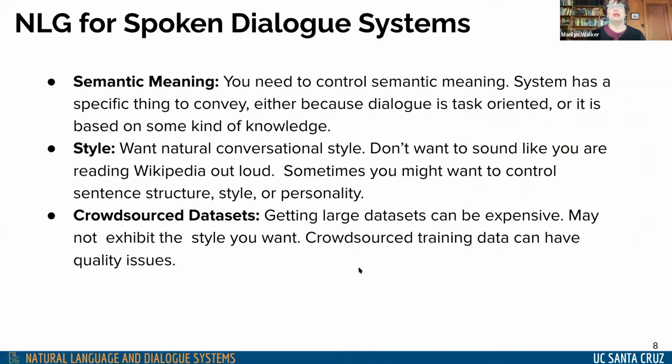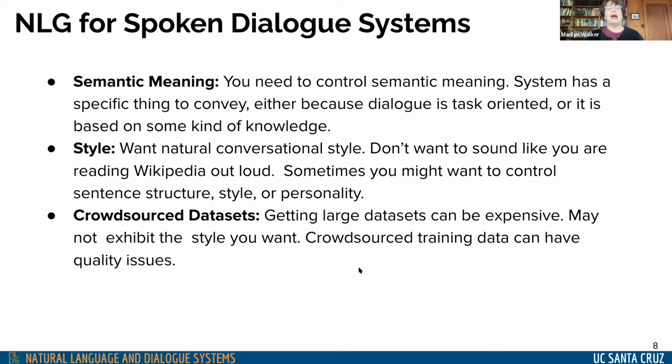So what's important to keep in mind about meaning to text generation for spoken dialogue is that you want to control the semantic meaning. You have something in particular that you want to convey. You're not just trying to say something that contributes to the conversation. Also, we want natural conversational style. We don't want the system to sound like it's reading Wikipedia out loud. And sometimes you might want to control the sentence structure, the style, or the personality, depending on the setting.